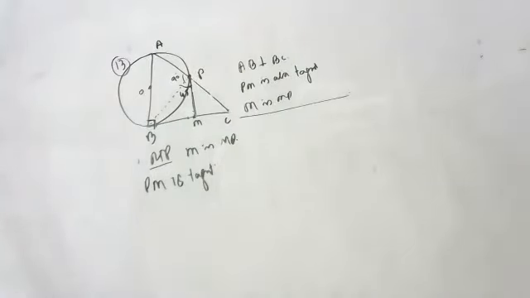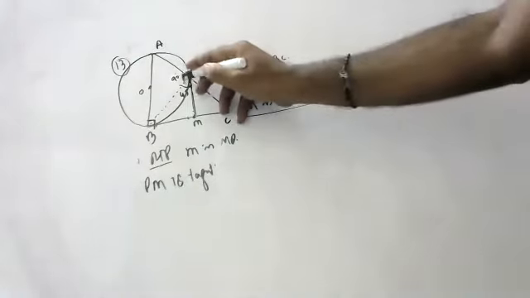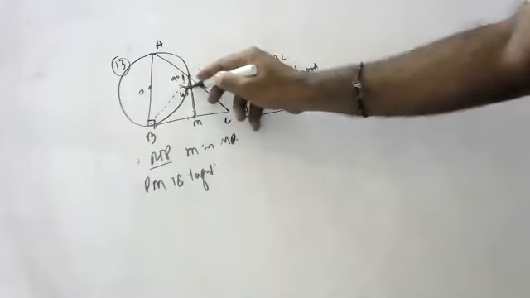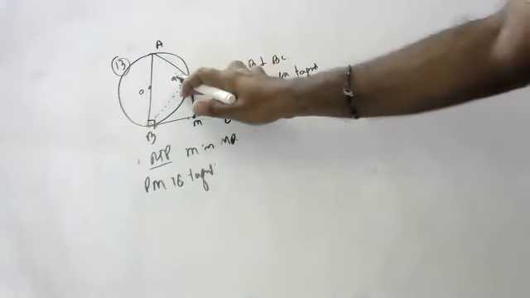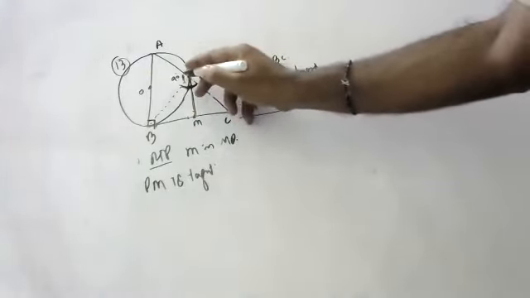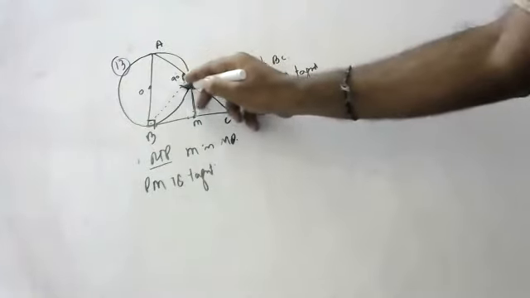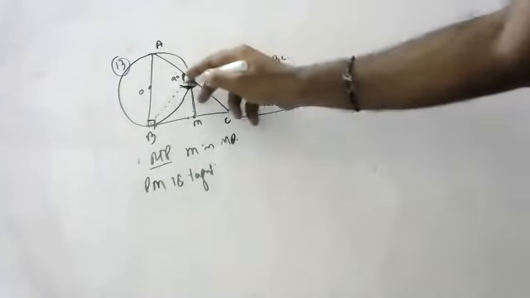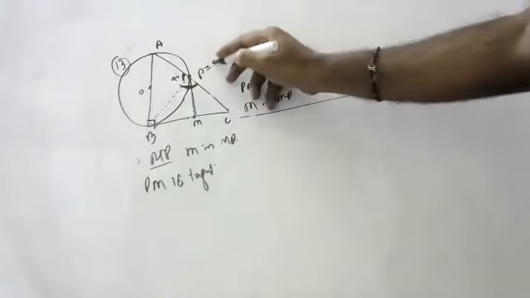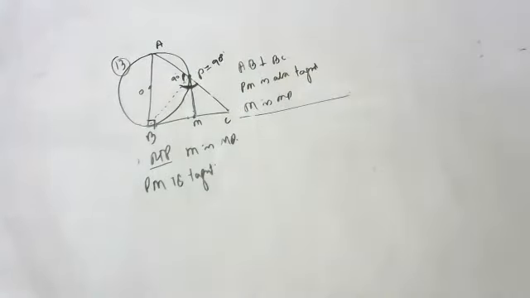No, no, no, I didn't bisect anything. But if this is 90 degrees, this whole thing also will be 90 degrees. This is 90 degrees. This whole thing also 90 degrees. Why? Its total angle is 180 now, children. So angle P is 90 degrees. We have to prove that M is midpoint, children.